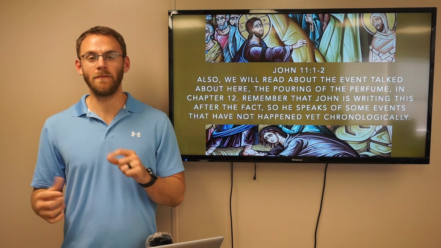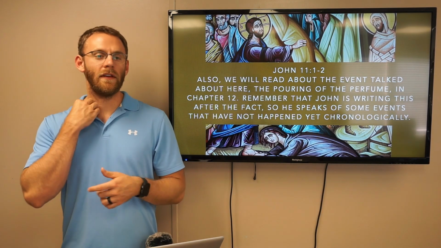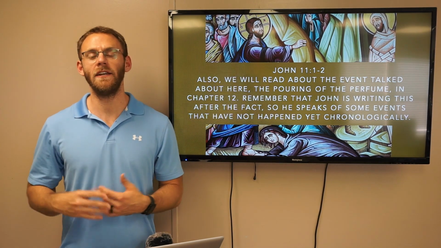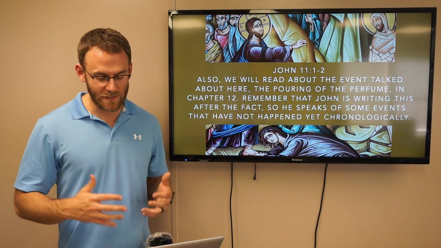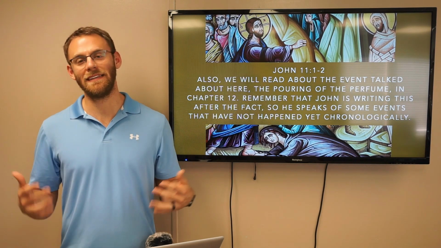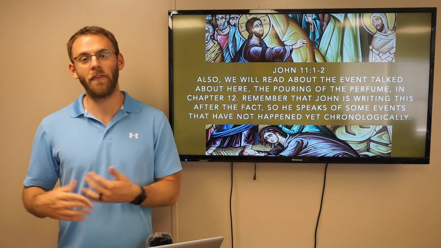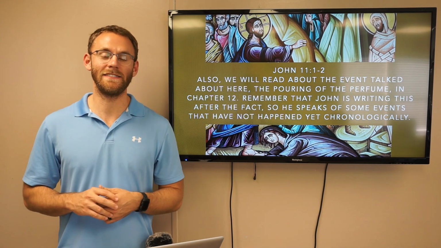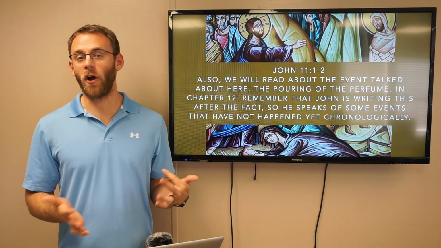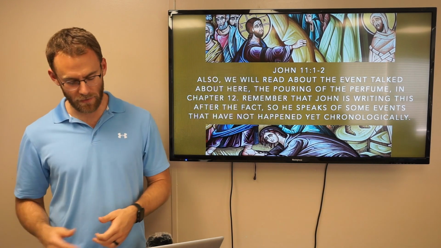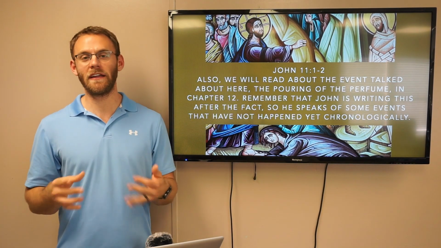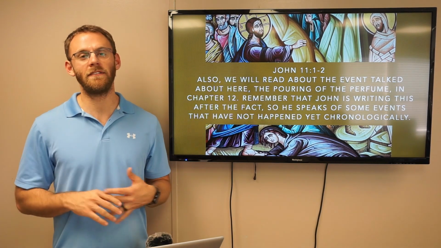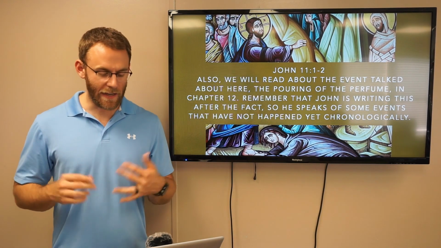And so it seems like it's out of chronological order. What it is saying here is that John is writing this after the fact. So he knows some of the events, and he speaks to some of the events that have not happened yet chronologically. We can see that throughout the gospel in his discussion of Jesus dying on the cross, far before, obviously, that it happens. And that's the same thing that's going on here. So if you're getting a little bit confused as to why he's referencing a later event as if it had already happened, it's because he's writing after the fact. So that can be a little bit confusing.